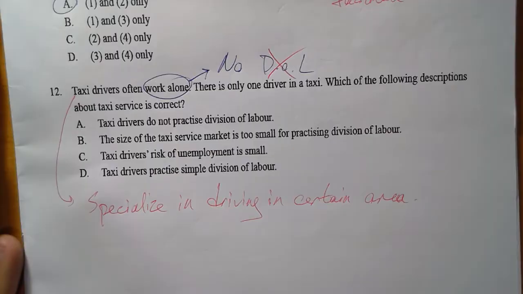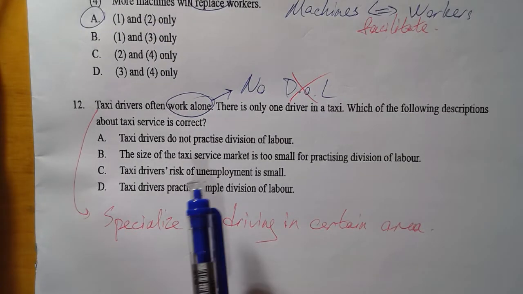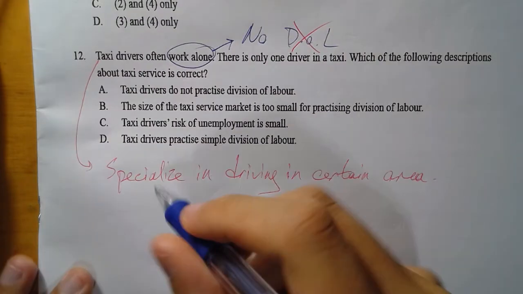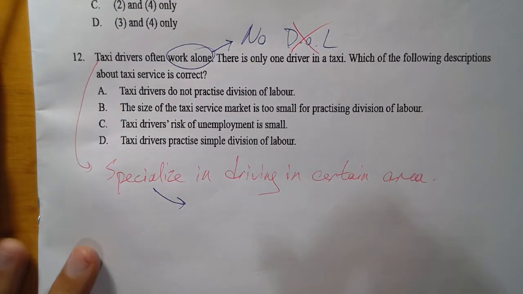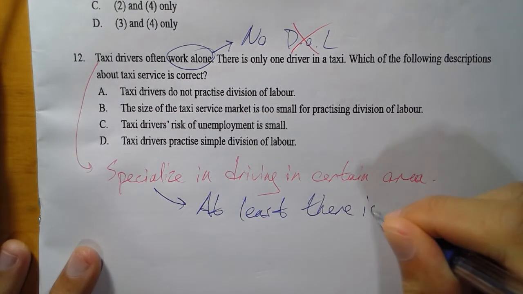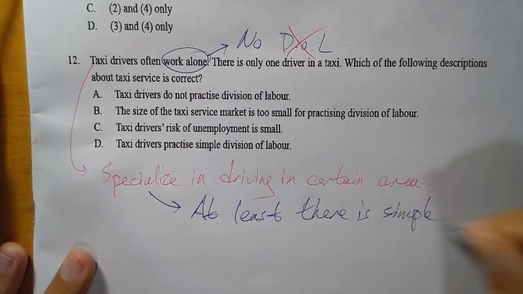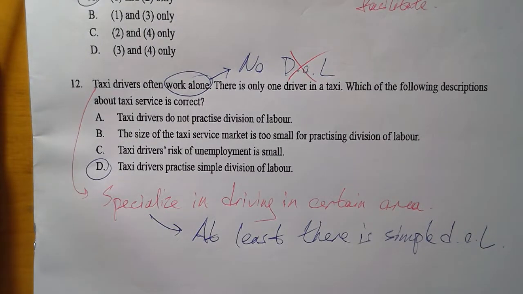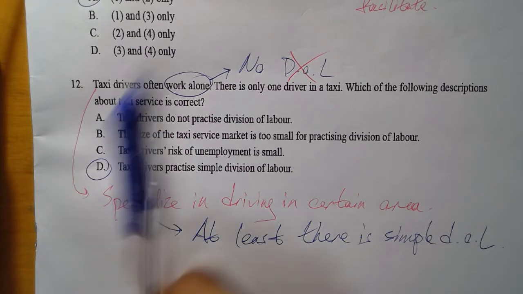Right? So even if there is only one person, apparently only one person, when there is specialization, remember, you can conclude there is at least simple division of labor. All right? Whenever there is specialization, you can say there is at least simple division of labor. Now the others, this one, not correct.